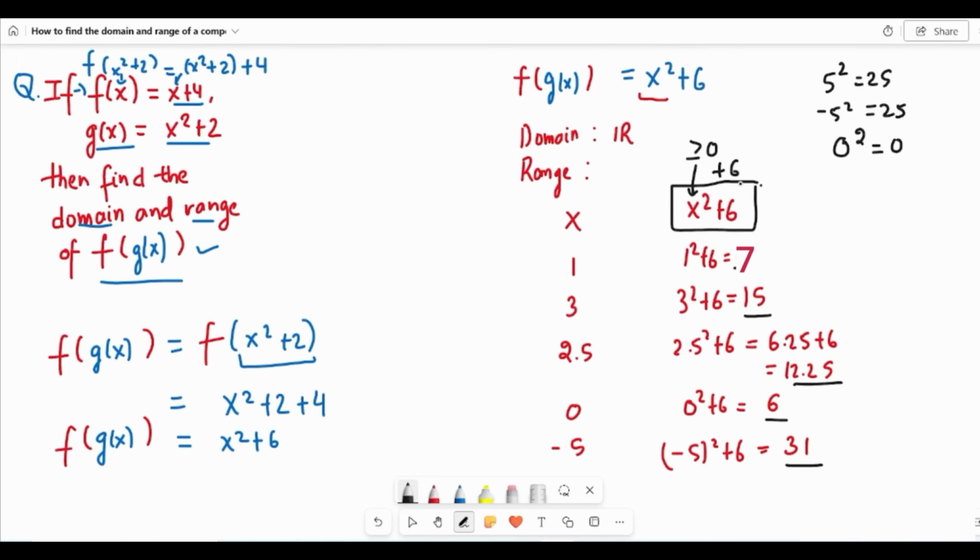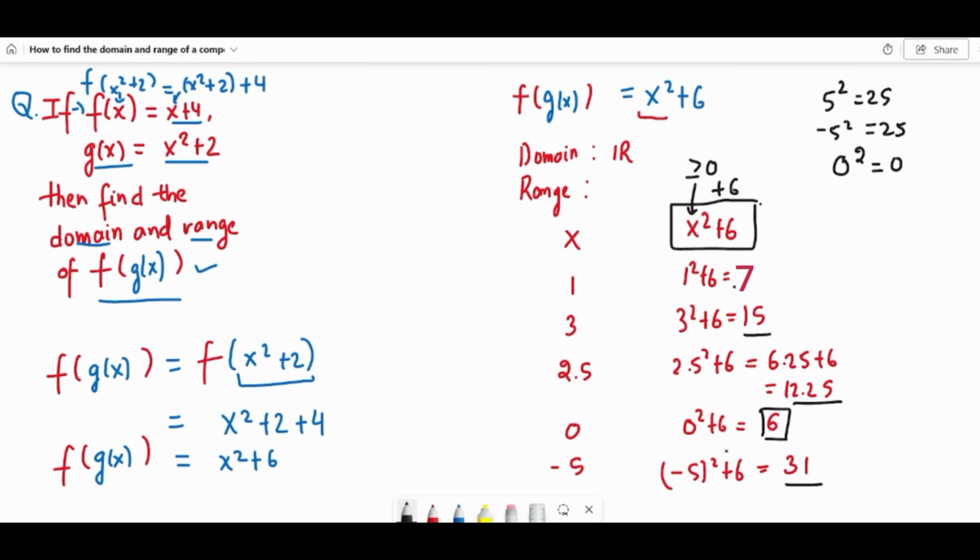Now, the answer to this question is 6. Because you can see here the smallest value of x squared is going to be when x is 0. Because in that case, x squared will be 0. And corresponding to it, your output is going to be 6. And after that, you can try putting any other value of x. Your answer is always going to be greater than 6. That means here the smallest output that you are having is 6. And after that, your answer can be any number greater than 6.